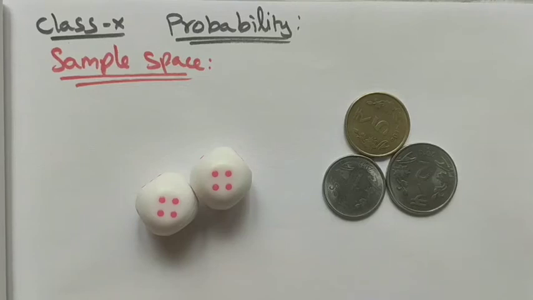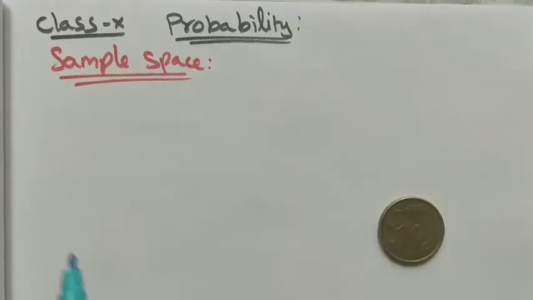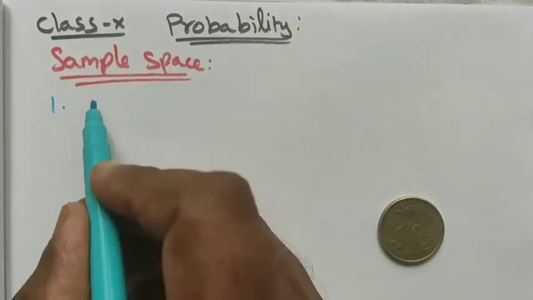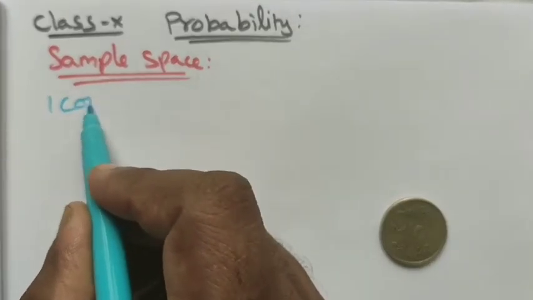Hi students, class 10 probability. Today we are going to see how to write the sample space for the single coin, 2 coins and then 3 coins. And also let's see how to write the sample space of dice, single and 2 dice. First we see how to write the sample space for 1 coin.